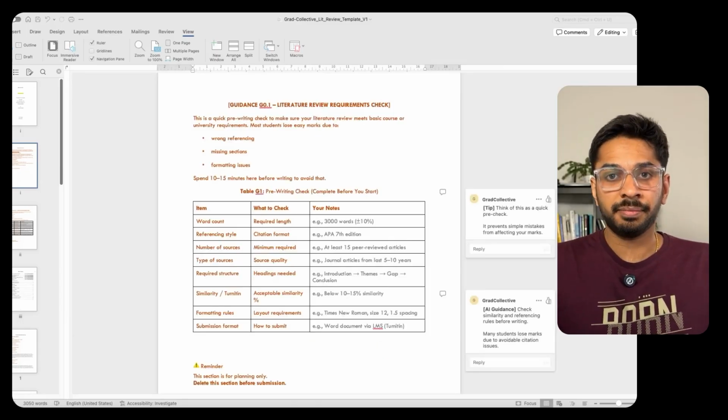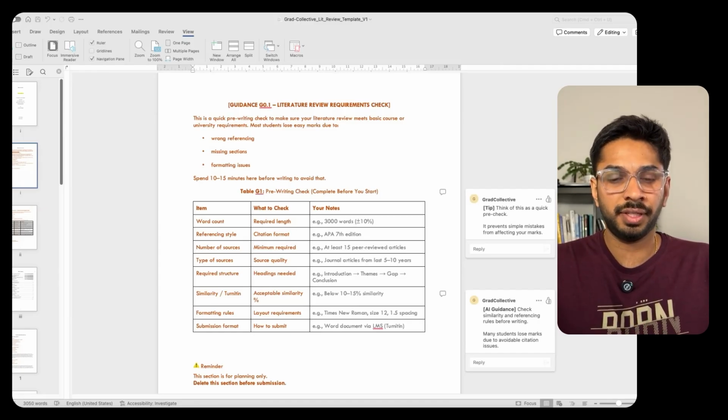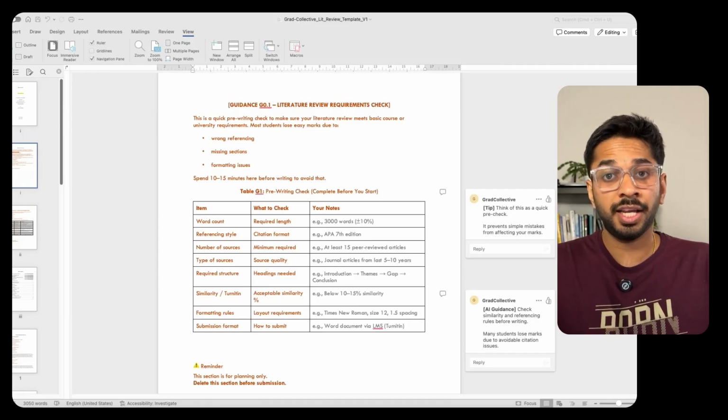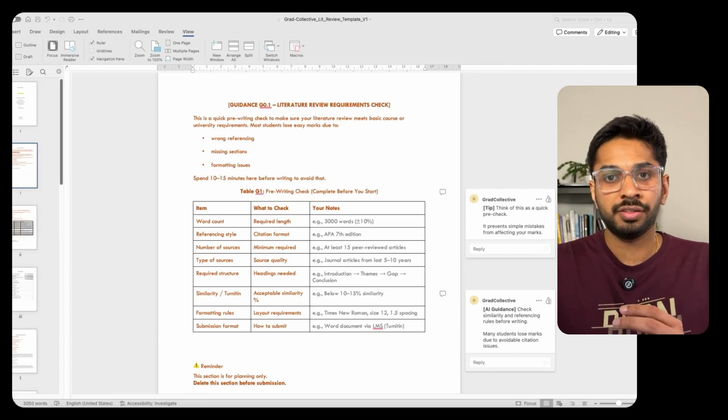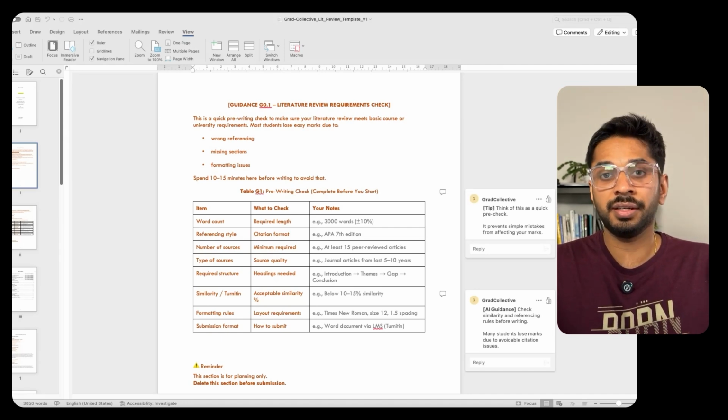Before we start writing, there is one quick step you should do first. And this is a simple pre-check. It takes about 10 minutes and it will help you avoid losing easy marks. I've seen a lot of students lose marks because of wrong referencing, missing sections, or formatting issues. So here, you just go through this table, fill things quickly.